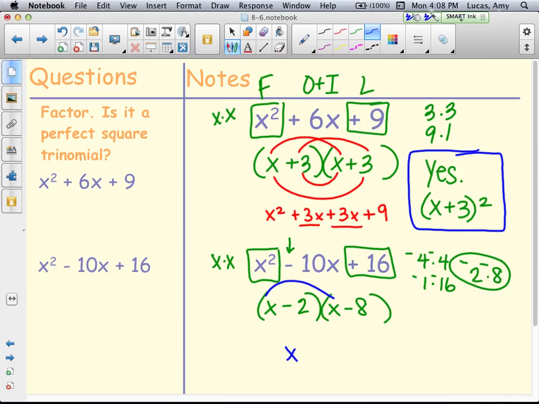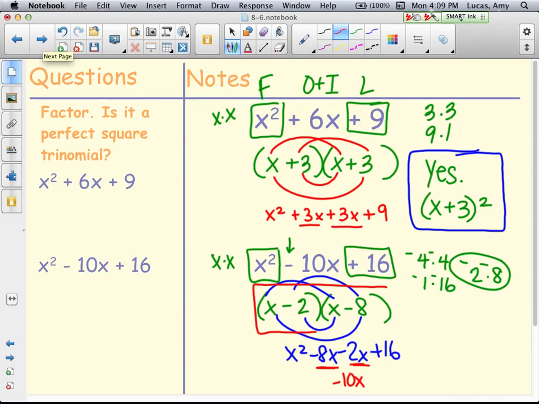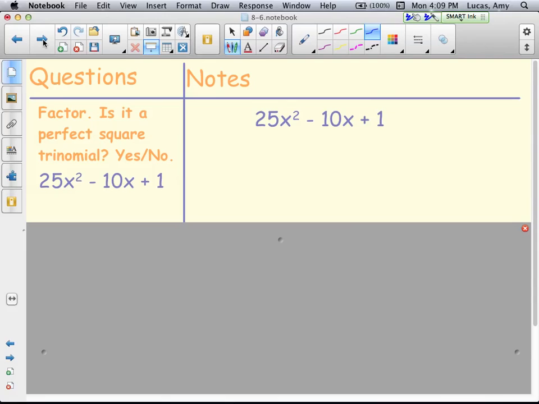So x squared minus 8x minus 2x plus 16 is what I get when I FOIL this. And then if I combine these two together, I get negative 10x for my middle term. So this is my answer. And no, that is not a perfect square trinomial because my two binomial factors are different. I have (x minus 2) and then (x minus 8). Okay, next.